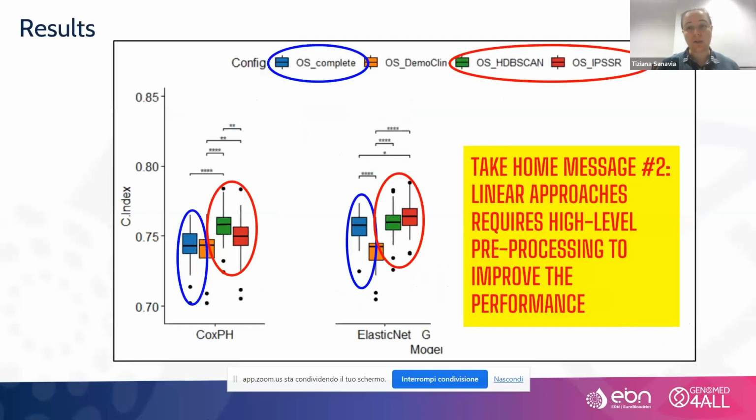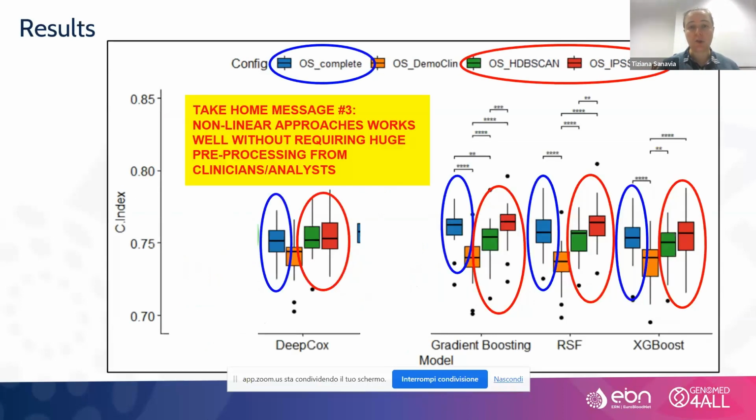If we focus on the linear approaches, we can see that using the data as they are is not enough. So we need to pre-process the data by compressing the genetic information in order to increase the performance. On the other side, for the nonlinear approaches, the machine learning-based approaches, we can see that this step, a high-level pre-processing that requires time in order to find the best compression, is not necessarily required, since the performance is pretty much the same.